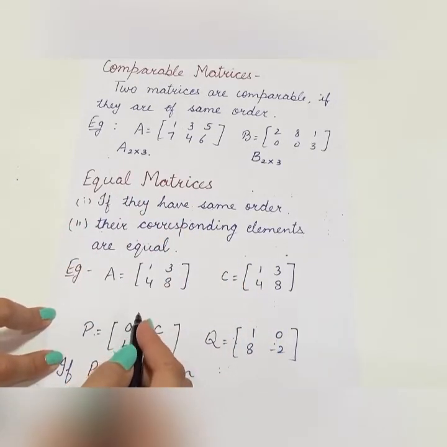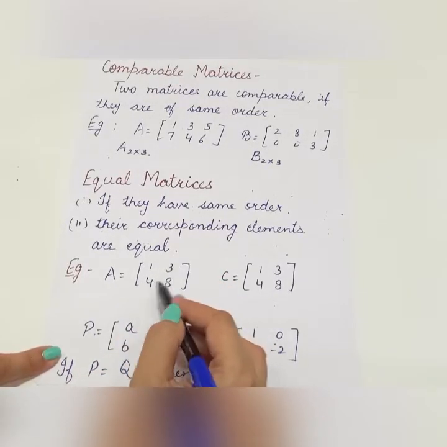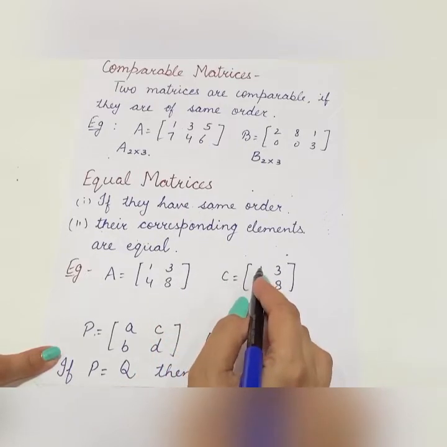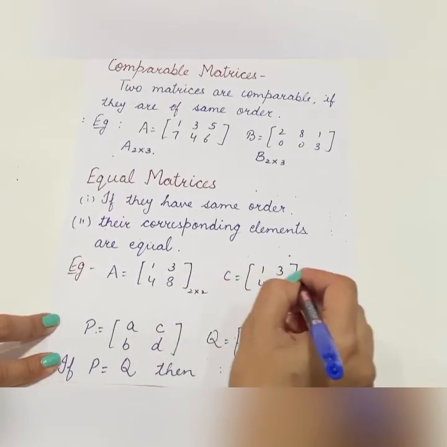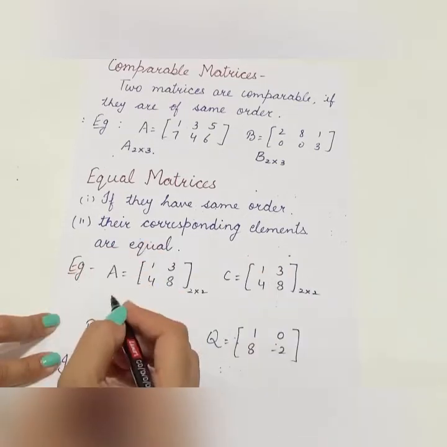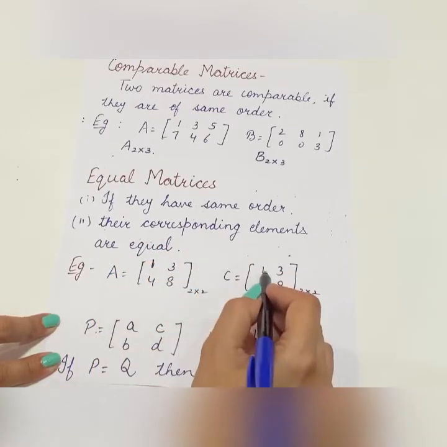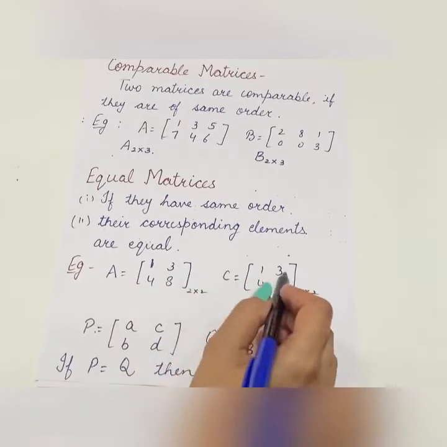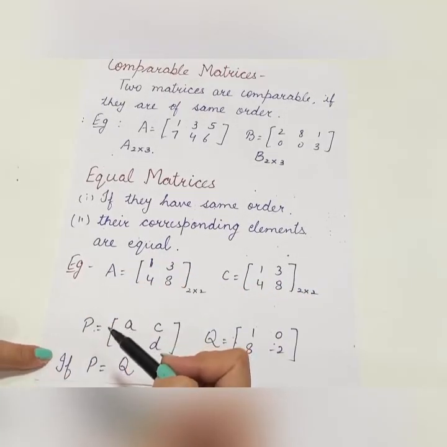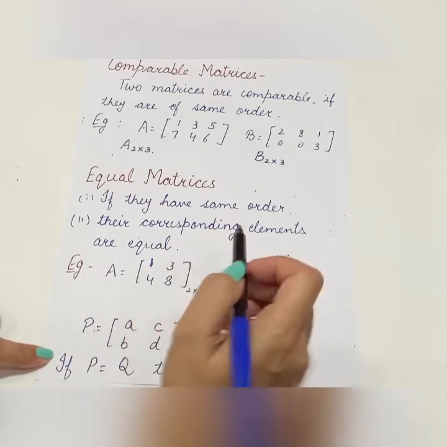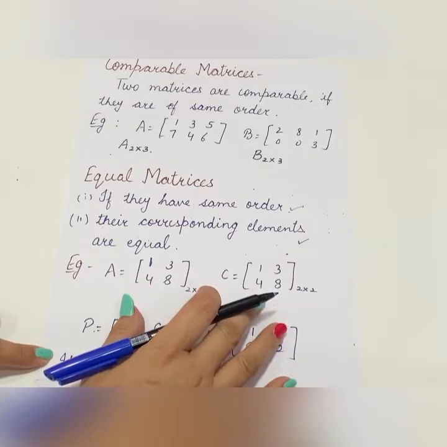Take this example. Matrix A is 1 3 4 8 and matrix C is 1 3 4 8. You can see the order of both of them is what? 2 by 2. This order is also 2 by 2. Moreover, the element at the first row, first column is 1. Here also it is 1. It is 3. It is 3. 4, 4, 8, 8. So these are the equal matrices. Clear? So the condition is that they should have the same order and corresponding elements are equal, then the matrices are equal.